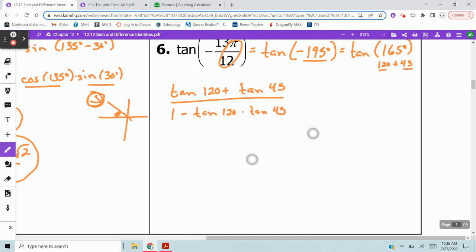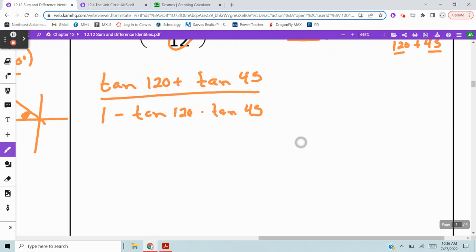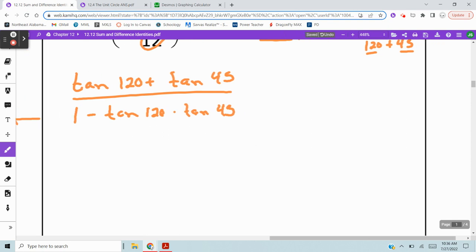Now notice I'm in a bad habit. A lot of times I won't put my degree symbol, but just keep in mind that these are in degrees. So 120, to do that, we're in the second quadrant somewhere. All students take calculus, so tangent here will be a negative value. We are 60 degrees away from our x-axis, so we're doing the tan of 60, which is root 3, plus the tan of 45 is 1.